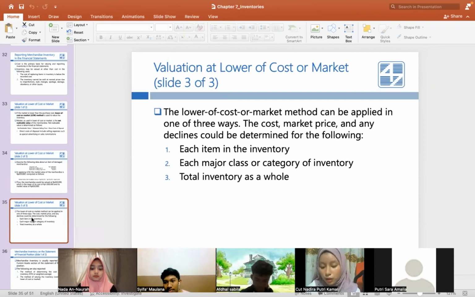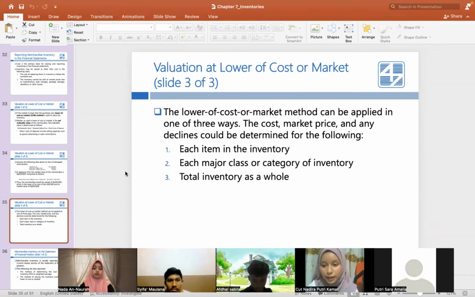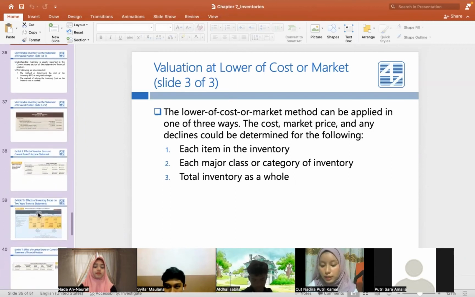Valuation at lower of cost or market. The lower of cost or market method can be applied in one of three ways. The cost, market price, and NRV could be determined for the following. Number 1, each item in the inventory. Number 2, each major class or category of inventory. Number 3, total inventory as a whole. Next slide.